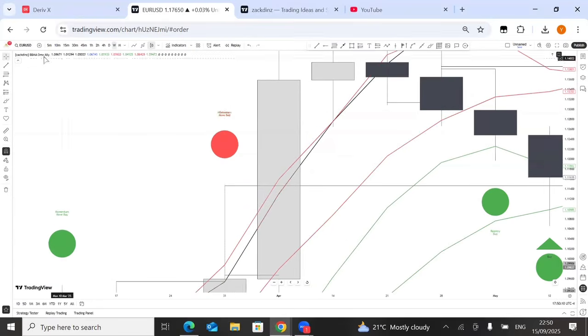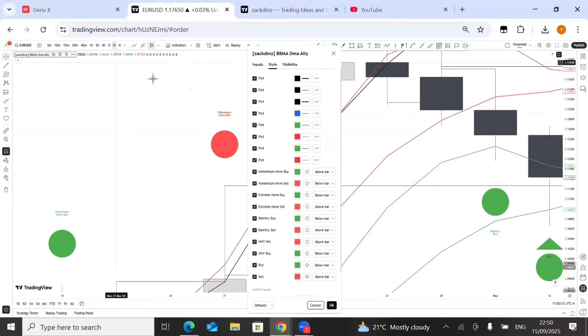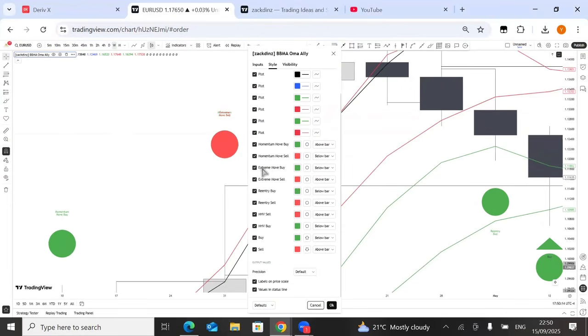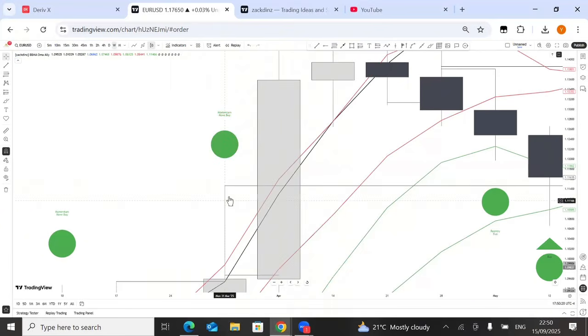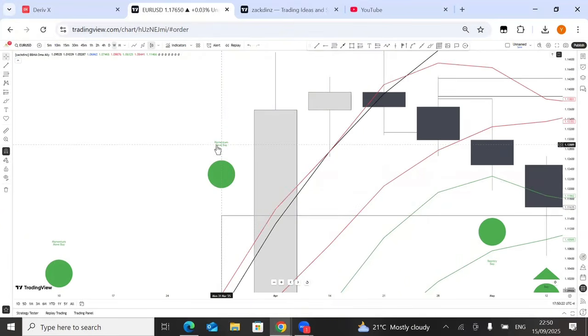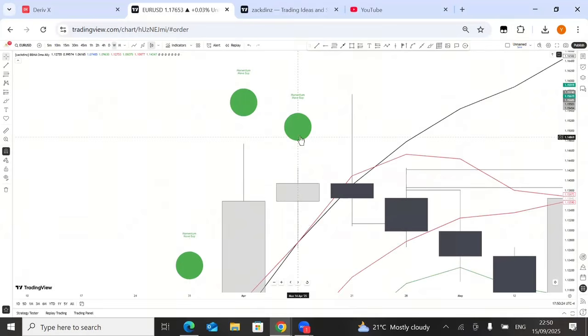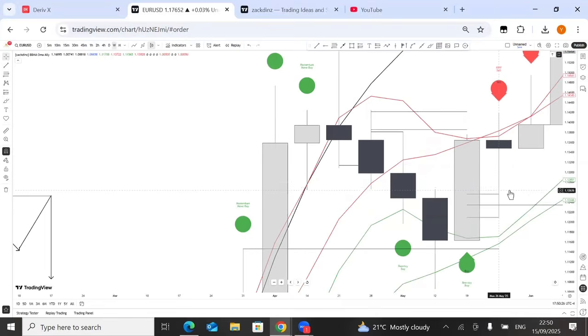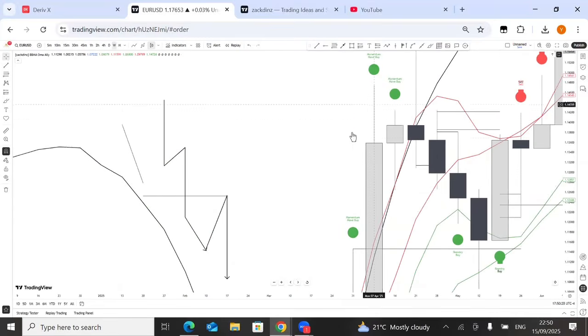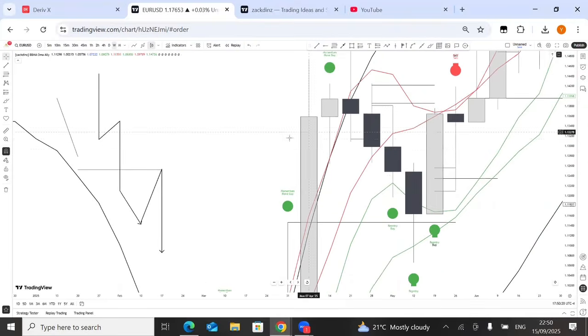If I take off this red, let's see if we can take off this sell signal, extreme move sell. So now this is it. We have this momentum move buy, this momentum move buy, momentum move buy. It's trying to tell us that we have price moving up. We have momentum to move to the upside.